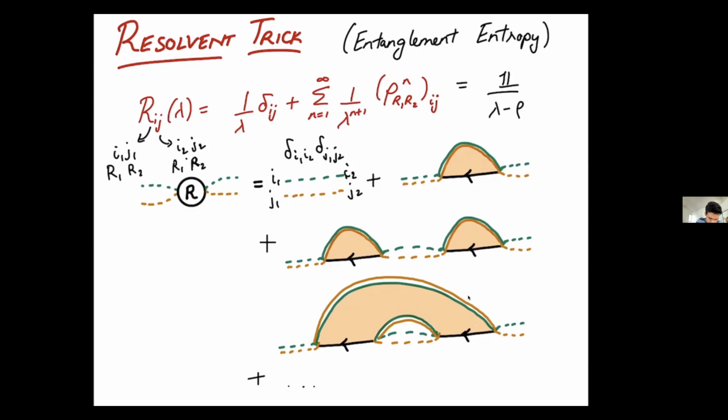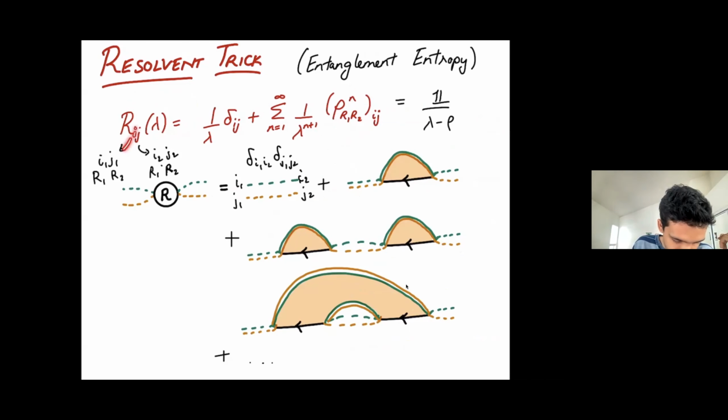We first consider this resolvent R_ij, which is defined by the following. It's basically the generating function of rho to the n. So we have a sum over rho to the n with these factors of 1 over lambda to the n plus 1. And it essentially defines this identity over lambda minus rho. And remember that these I indices are basically the I1, J1 that we talked about before, and similarly, J indices are the I2, J2 that we talked about. So these are the labels on R1 and R2.